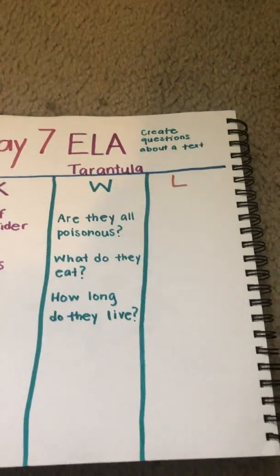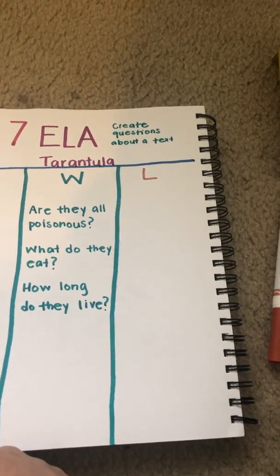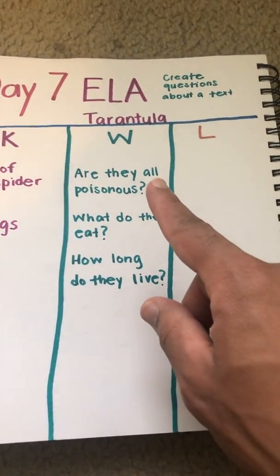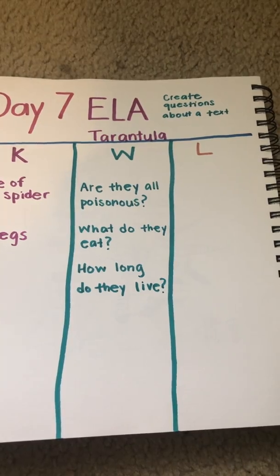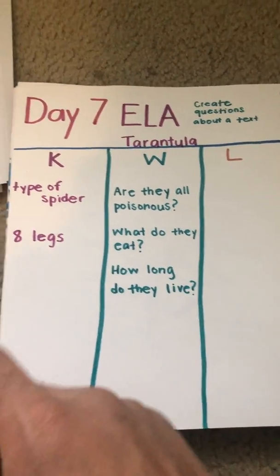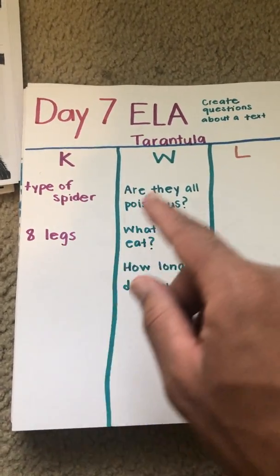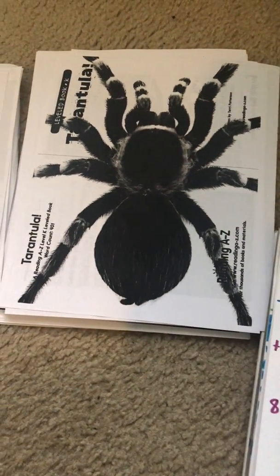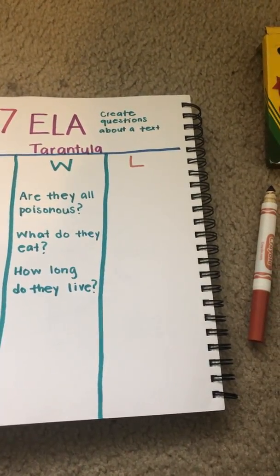Now, that last section, L, is a space for after you've done some reading today. Jot down a few things that you learned. Maybe you get answers to your question, and maybe you don't. That's okay. But our main focus for today is, again, what are some things that you already know about tarantulas? What are some things that you want to know? And then after reading your text, what are some things that you've learned?